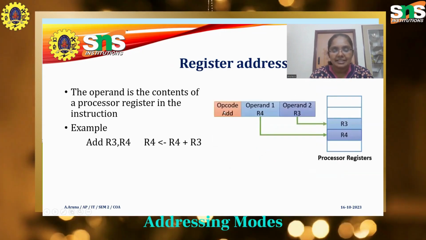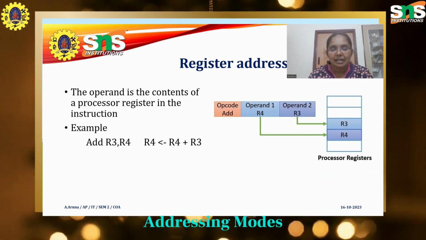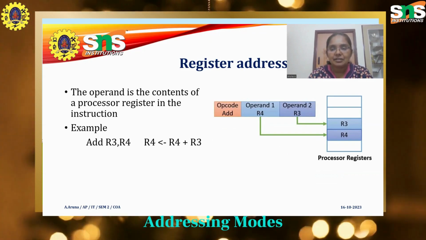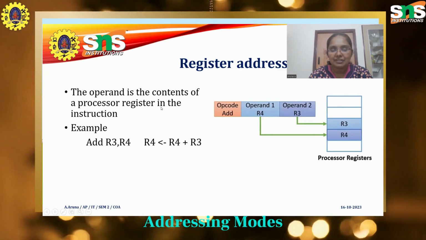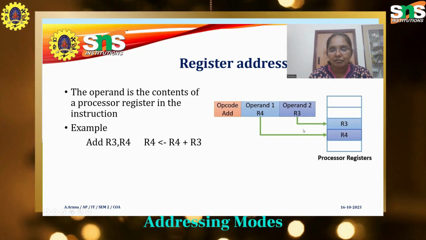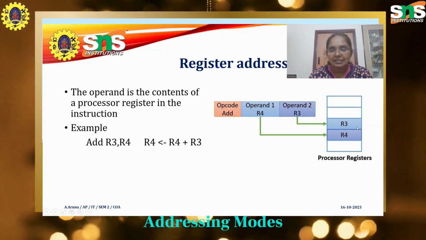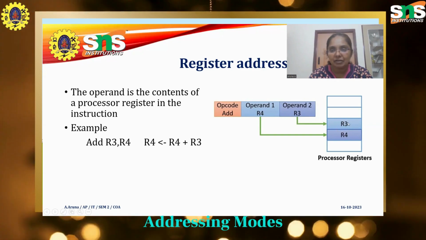The next one is the register addressing mode. While performing an addition, subtraction or multiplication operation, it is defined as the operation on the contents of the processor registers in an instruction. For example, add R4, R3. The elements present in these two registers are added and can be stored in either one of the registers. This is called register addressing.